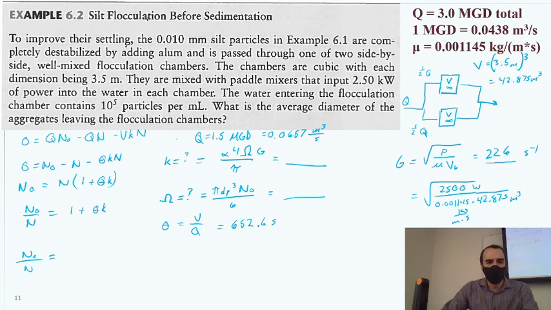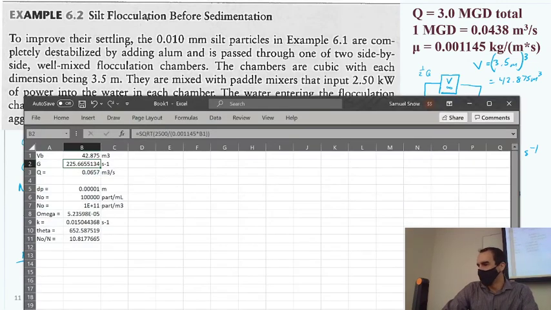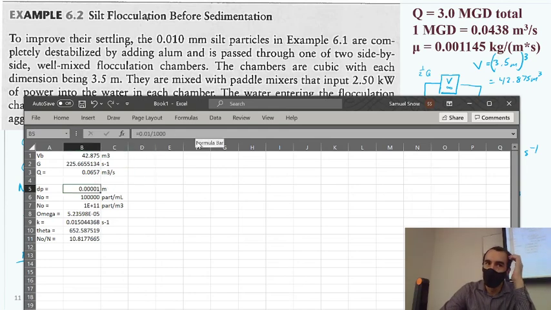That divided by 6. So if we take a look at that calculation for omega, first of all, we have to take that diameter of the particle and convert it from millimeters to meters. It was 0.01 millimeters. So I took that and said 0.01 divided by 1,000 to go from millimeters to meters. So that gives us essentially 1 times 10 to the minus 5th meters.